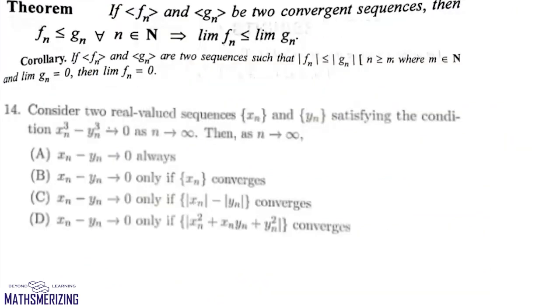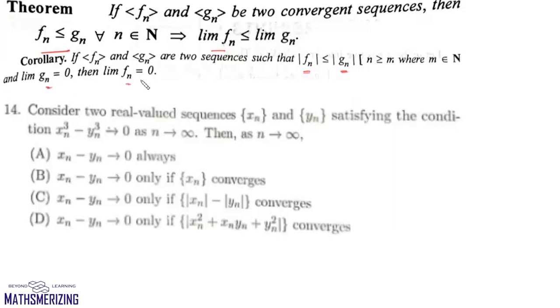Another theorem is, if f_n and g_n are two convergent sequences and if f_n is less than or equal to g_n, then limit f_n will always be less than or equal to limit g_n. And if f_n and g_n are two sequences such that mod f_n is less than or equal to mod g_n, then if limit g_n is 0, then limit f_n is also 0. Now let us take up an example.